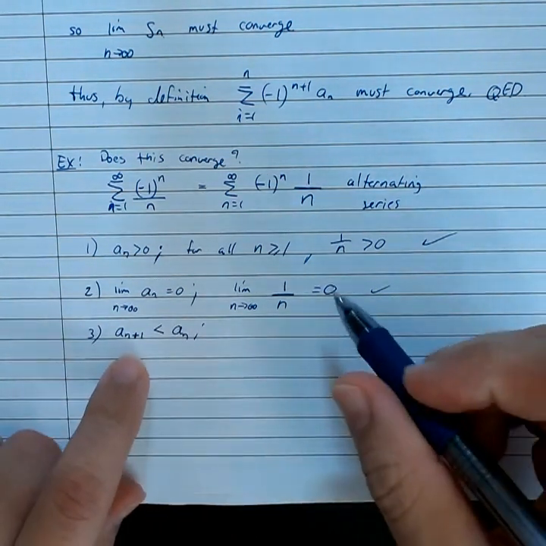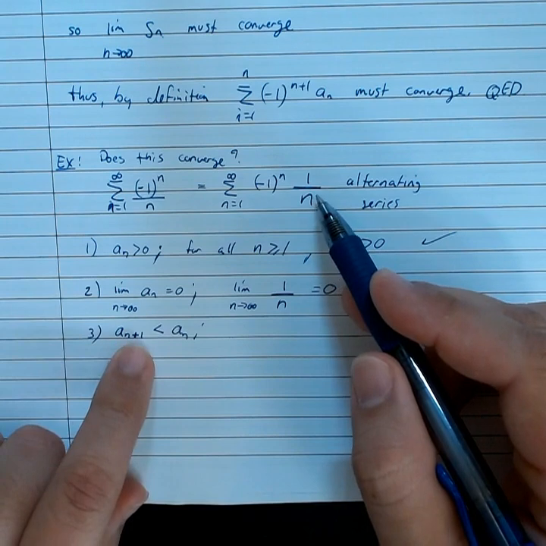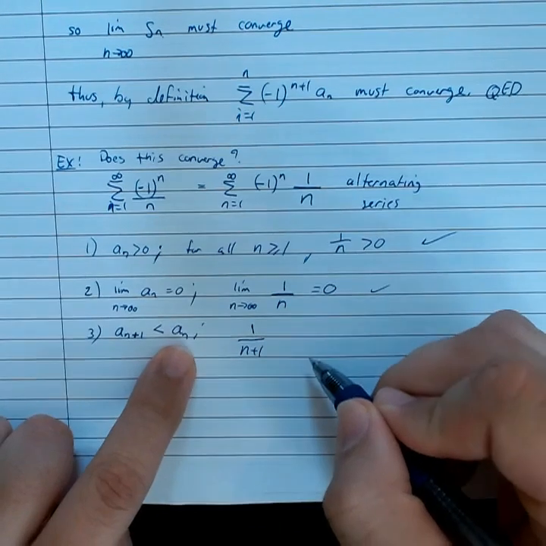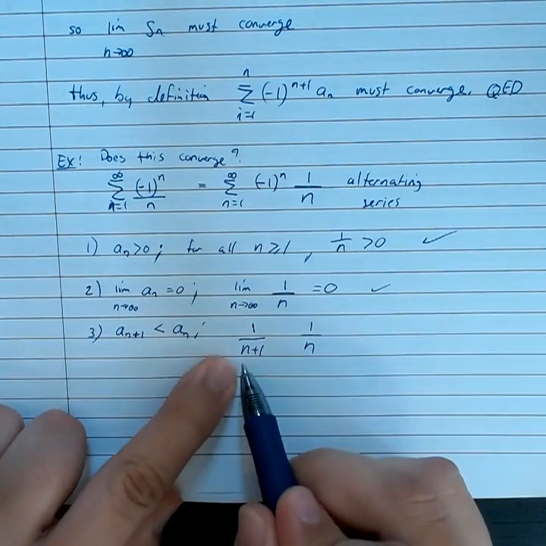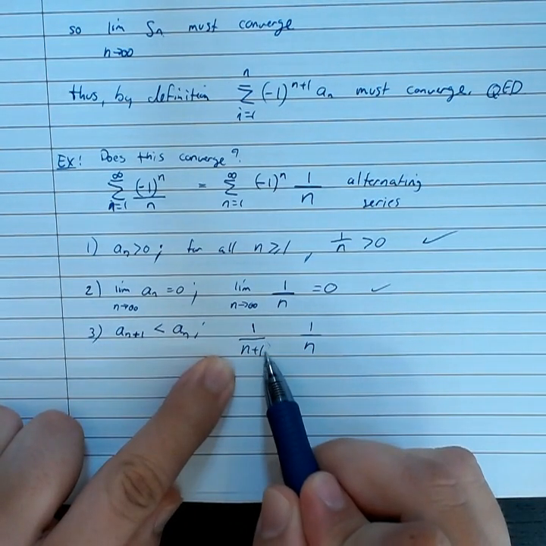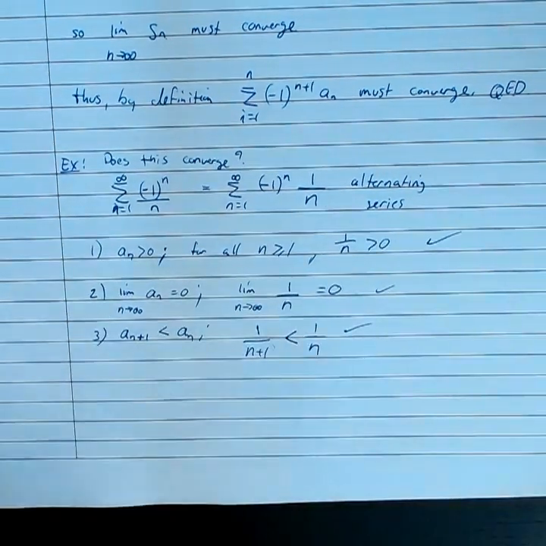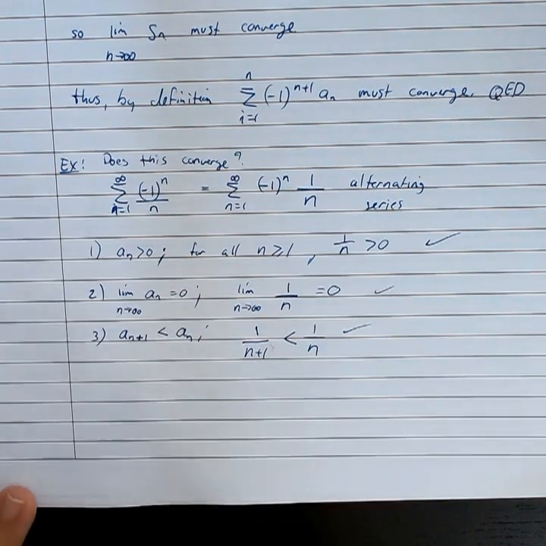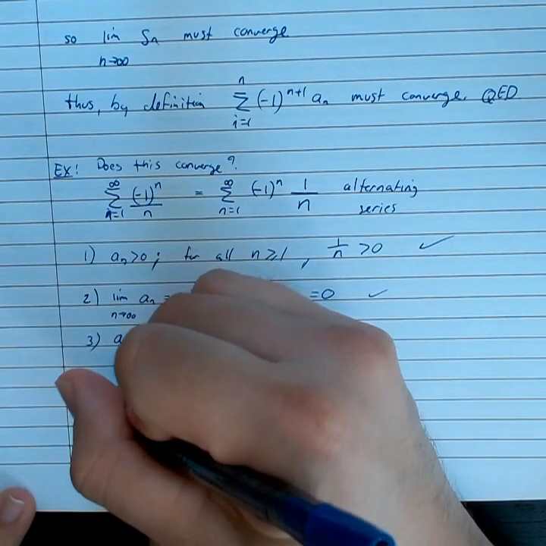Okay, well, let's go and compare that. Here, I'm looking at the a sub n plus 1 term. That's going to be 1 over n plus 1. And over here, the nth term is just going to be 1 over n. And so here, this has a bigger denominator, which means it must be smaller overall. And there we go. So we've confirmed all 3 conditions. Our terms are positive, go to 0, and are monotonically decreasing. So that means that, yes, this series converges.